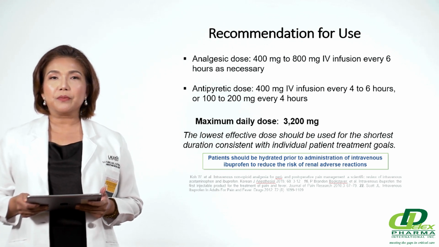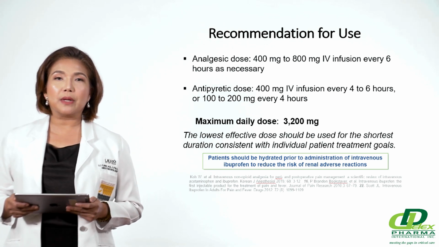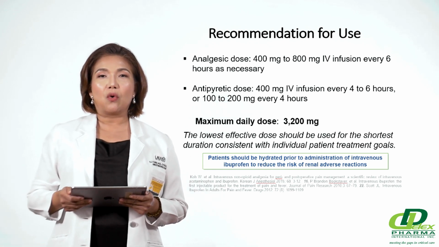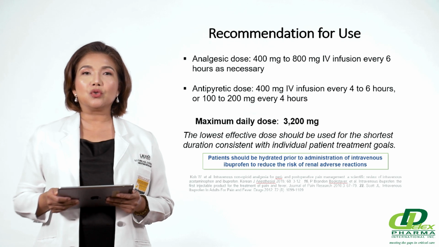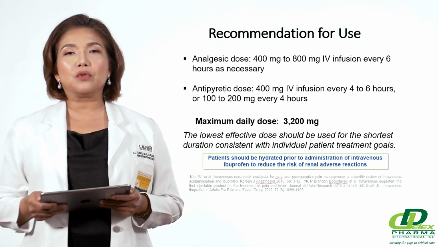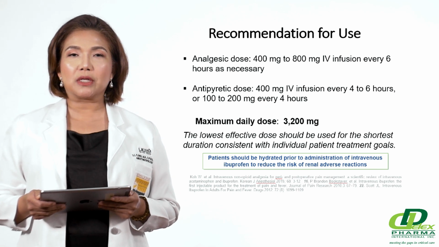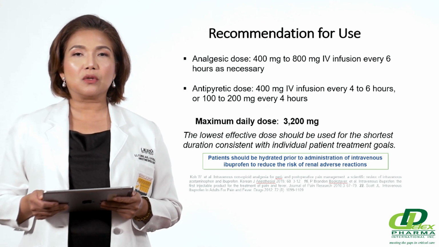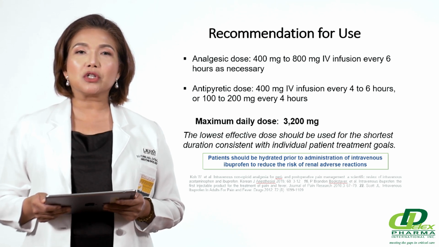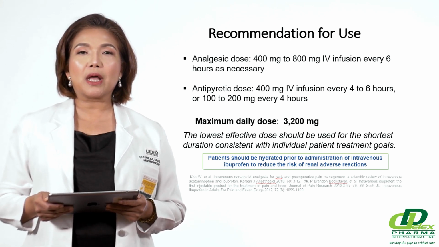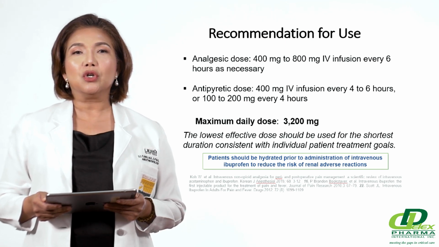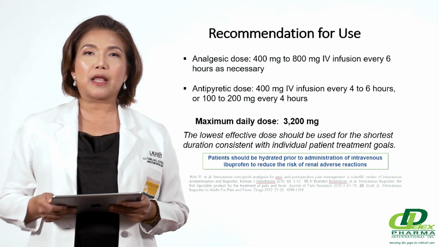For fever, it is recommended to give 400 milligrams IV infusion every 4 to 6 hours or 100 milligrams to 200 milligrams every 4 hours. The lowest effective dose should be used for the shortest duration consistent with individual patient treatment goals. And just for precaution, the patient must be well hydrated prior to IV ibuprofen administration to reduce the risk of renal adverse events.